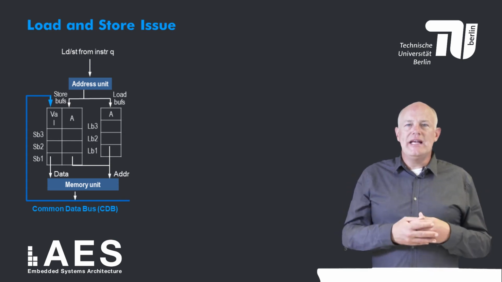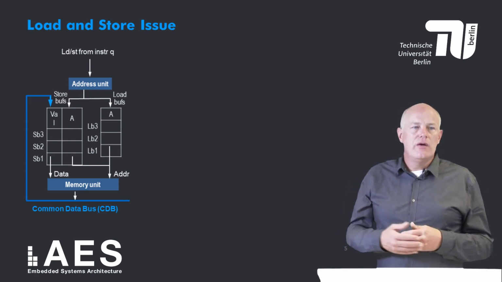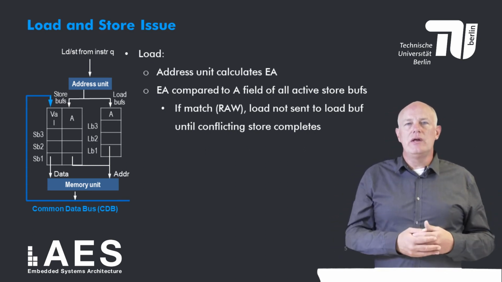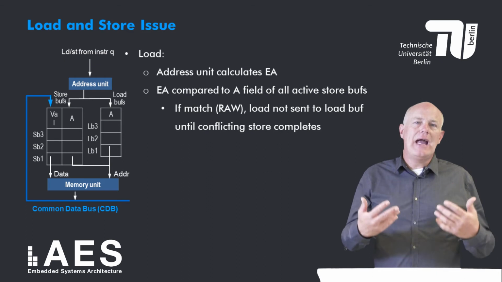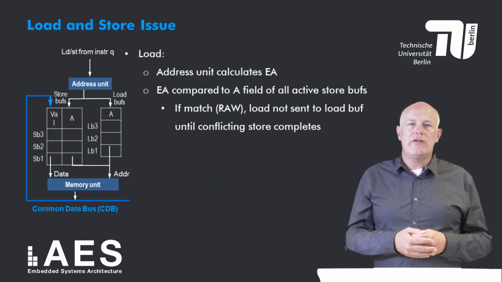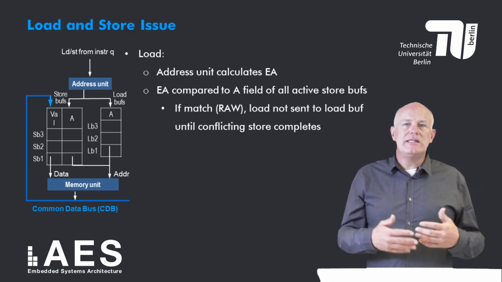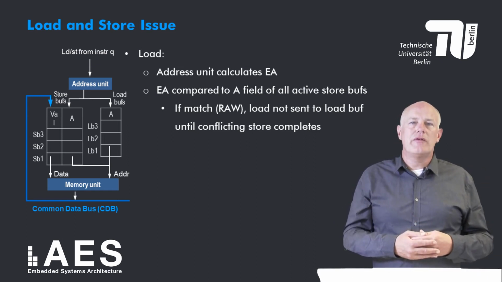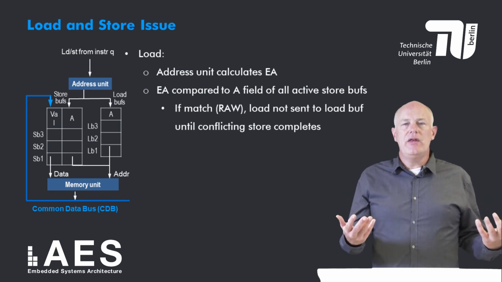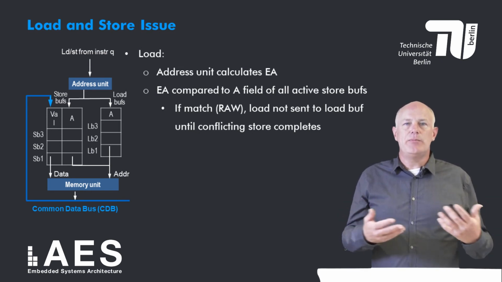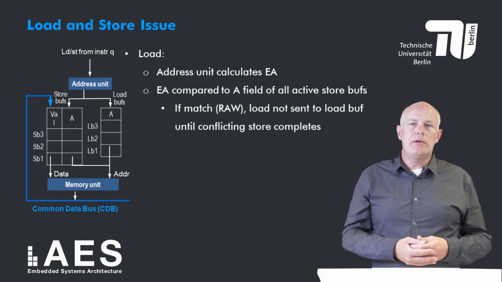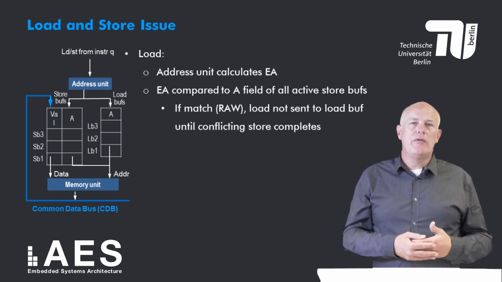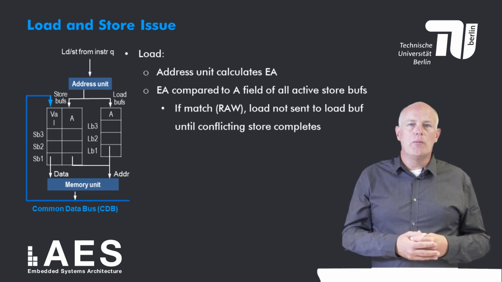I now describe the issue stage of loads and stores. First, I consider a load. As mentioned before, first the address unit calculates the effective address by adding the constant offset to the base register. Then this effective address is compared to the address field A of all active store buffers. If there is a match, then there is a read after write hazard, since there is a previous store that writes to the same address, and the load will not be issued, it will not be placed in a load buffer until the conflicting store completes.